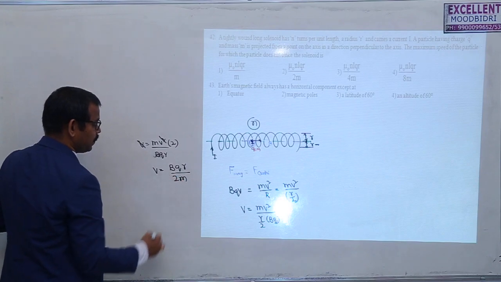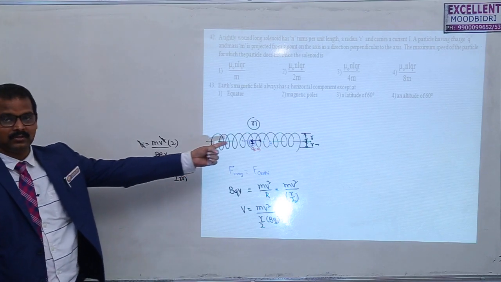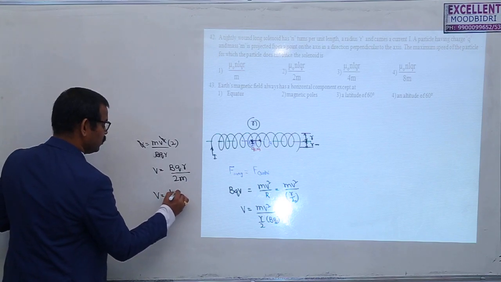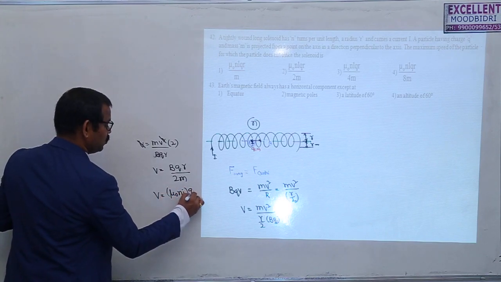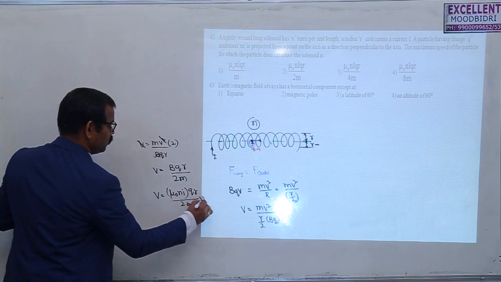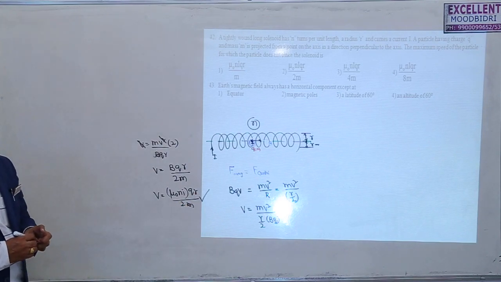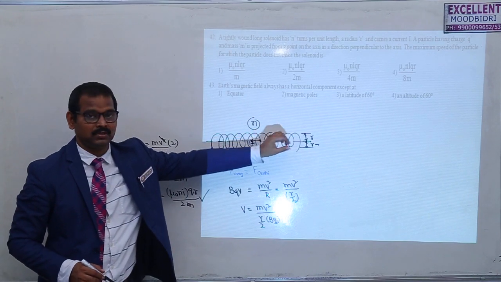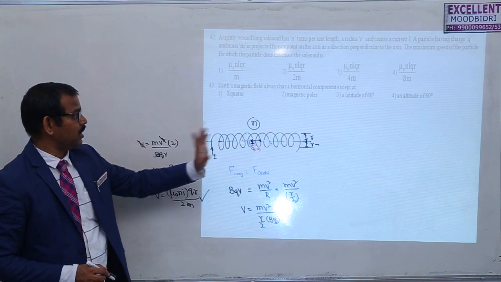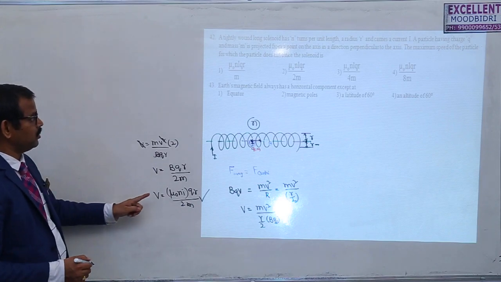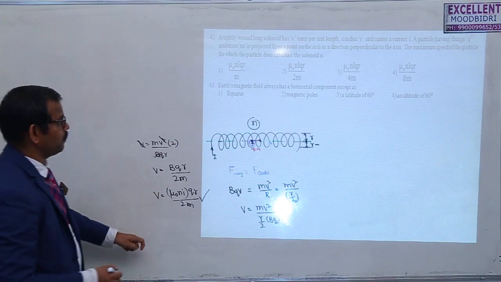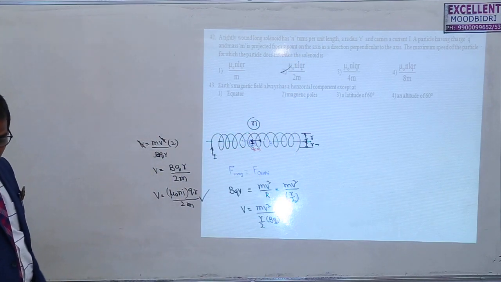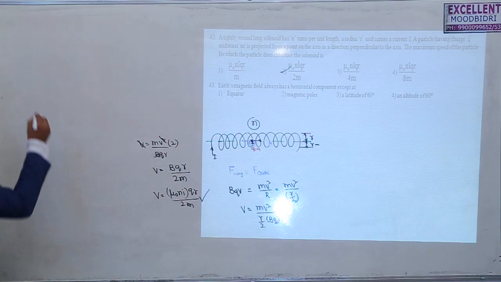So from this we can write the velocity v is BQr by 2m. But what is the magnetic field on the axis of a solenoid? So v is equal to mu naught n i into q r by 2m. This is the maximum velocity. If the velocity is greater than this, the radius described will be more than the radius of the solenoid, and it will strike the solenoid. So mu naught n i q r by 2m is the correct answer. This is for question number 42.